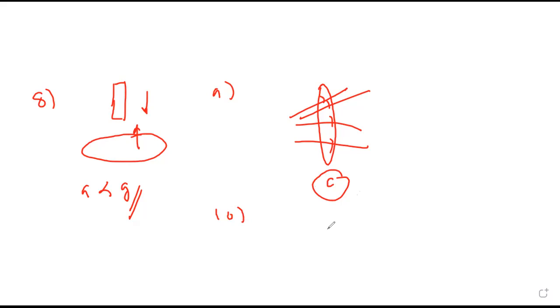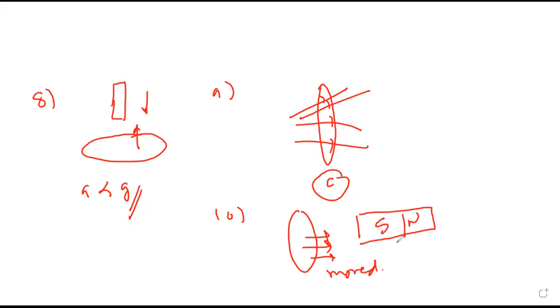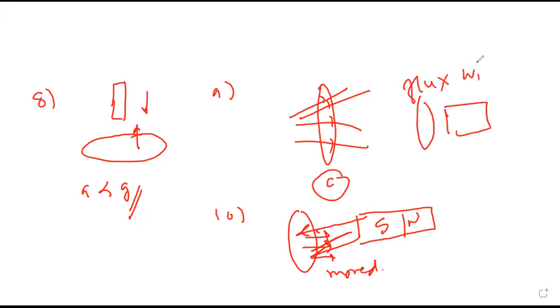A copper ring is moved quickly towards the south pole of a powerful stationary bar magnet. Ring moved quickly means motion. So the flux linked with it will change. When the coil is moved towards the magnet, the flux associated with the coil will change. Therefore, EMF will be induced. Because the coil is closed, current will flow. That is the option.